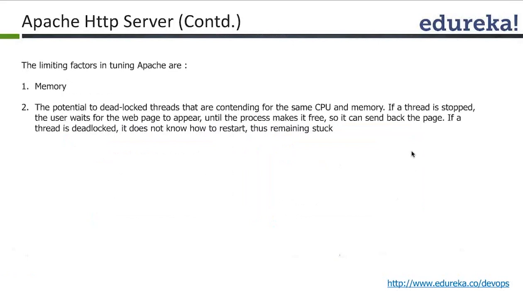So, the limiting factor, as we all know, has been the memory, which has always been a problem for all internet-facing web servers, and the potential to deadlock threads that are contending for the same CPU and memory. If a thread is stopped, the user waits for the web page to appear until the browser frees it so it can send back the page. If a thread is deadlocked, it does not know how to restart, thus remaining stuck. So when does a deadlock happen?